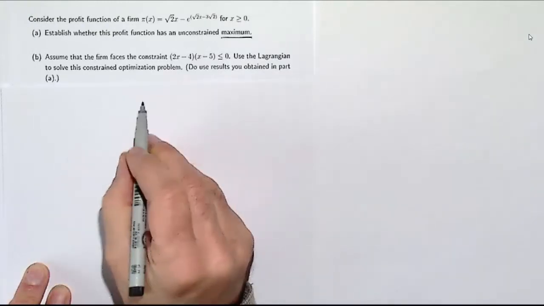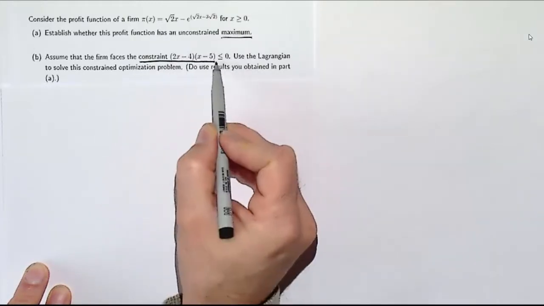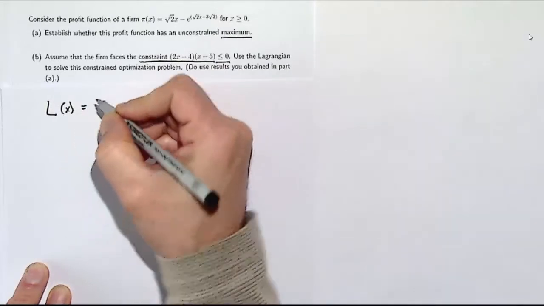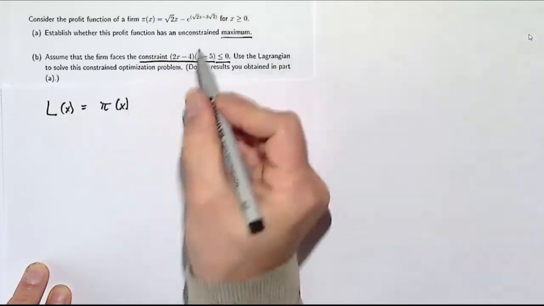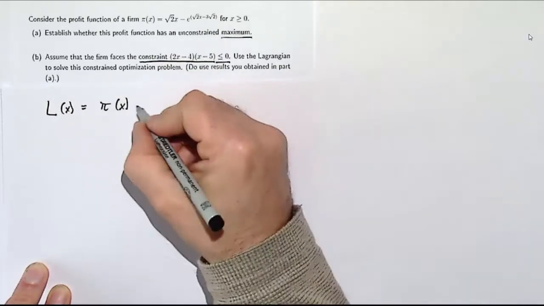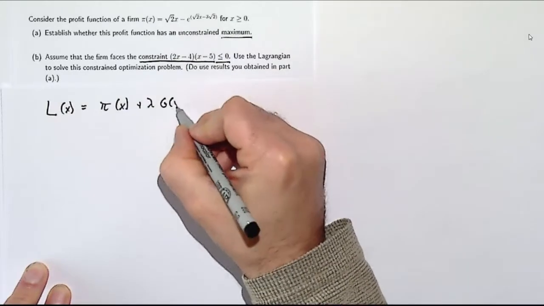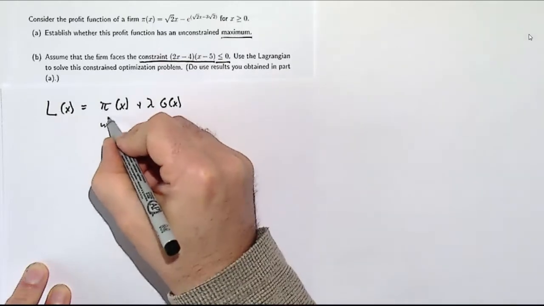So let's look at part B of the problem. Now there's a constraint that has been introduced: 2x minus 4 times x minus 5 should be smaller or equal to 0. Now we're asked to use the Lagrangian method.